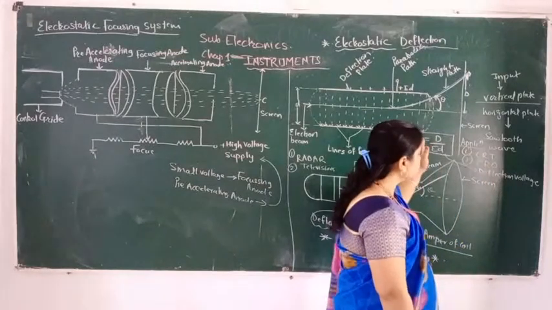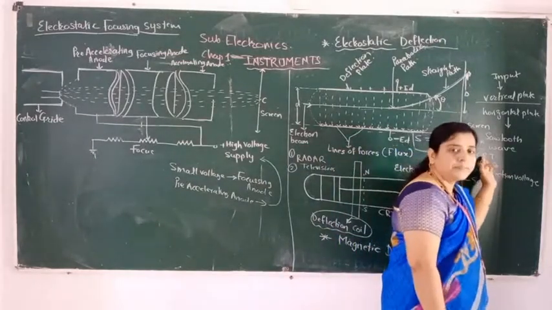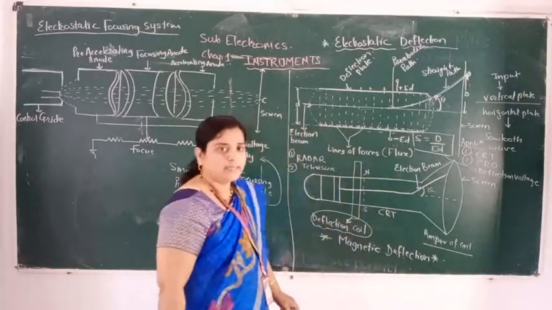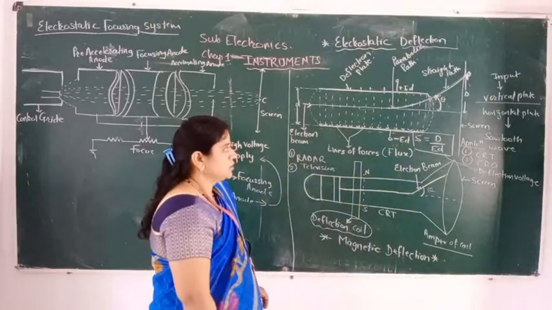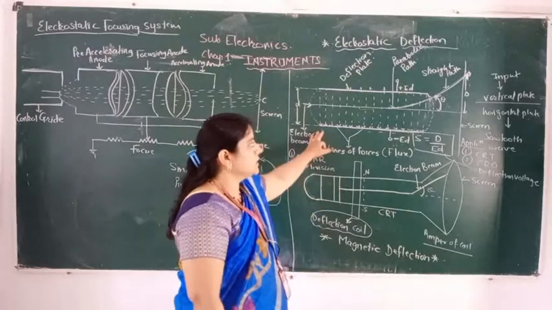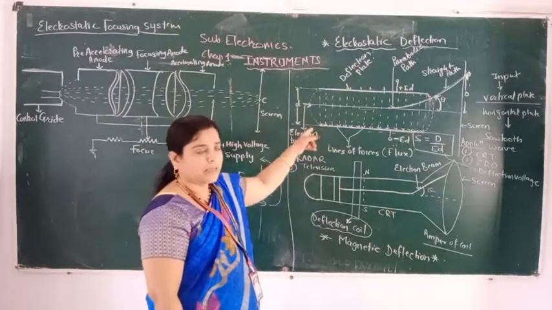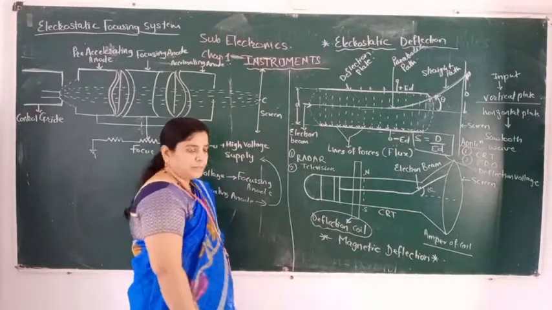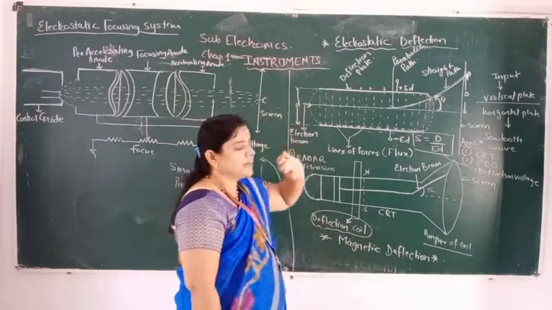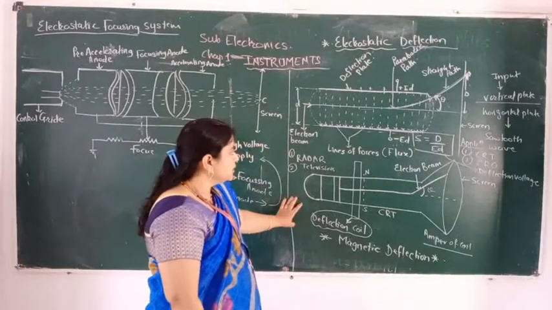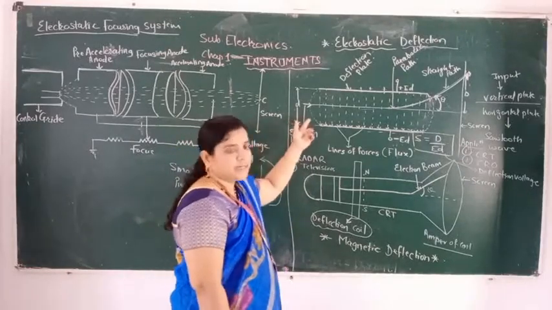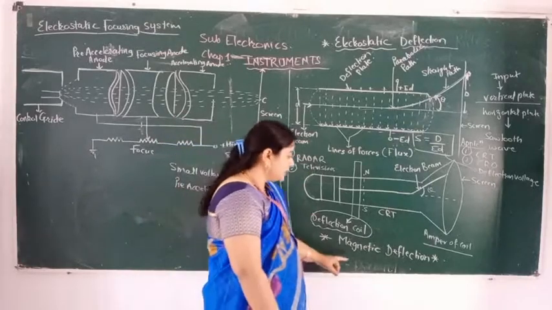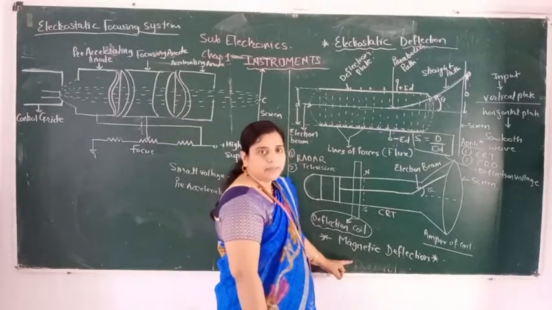What is the application of this? It is used in the cathode ray tube. It is also used in the CRO, that is the cathode ray oscilloscope. So input voltage is applied to the vertical plates and sawtooth waveforms are applied to the horizontal plates. There are 2 plates, vertical plates and horizontal plates. Here, if electrostatic deflection is impossible or inconvenient to use, then only the magnetic deflection method can be used.